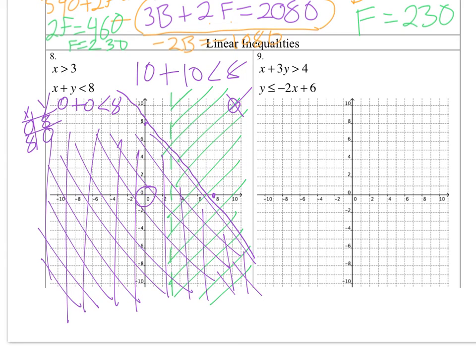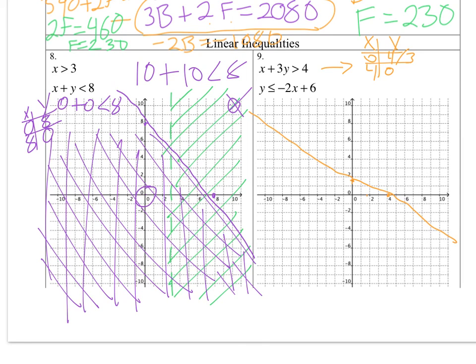Okay, number 9. x plus 3y is greater than 4. That looks like standard form to me, so first thing I might do is go x, y, 0, 0. And if 0 is x, y is 4/3. Okay, that's going to be like right there. And if 0 is y, x is going to be 4. Ooh, I just messed that up. 4/3 is there, and 4 is there.